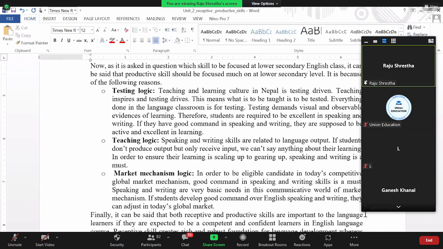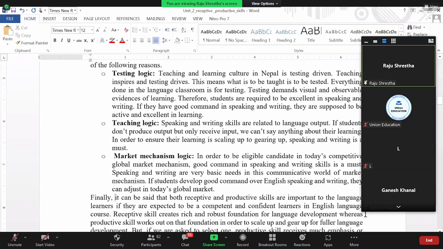So should be focused much on productive skills than receptive skills भनेर जानु पर्छ होला हैन। अब यहाँ conclusion is here. Finally, it can be said that both receptive and productive skills are important to the language learners if they are expected to be competent and confident learners in English language. Of course, receptive skill creates a rich and robust foundation for language development, whereas productive skill works out on that foundation in order to scale up and gear up.